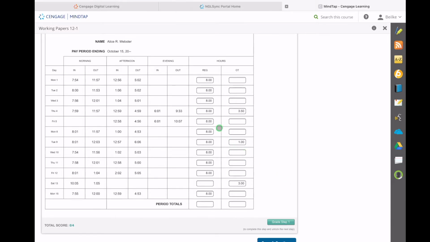Okay, so then next we would add these all up. We would take all the regular time and we come up with 88 hours. Remember, they get paid twice a month, so it might be more than 2 weeks. And then you would add up your overtime. If you add those three numbers, it would be 7.5 hours.